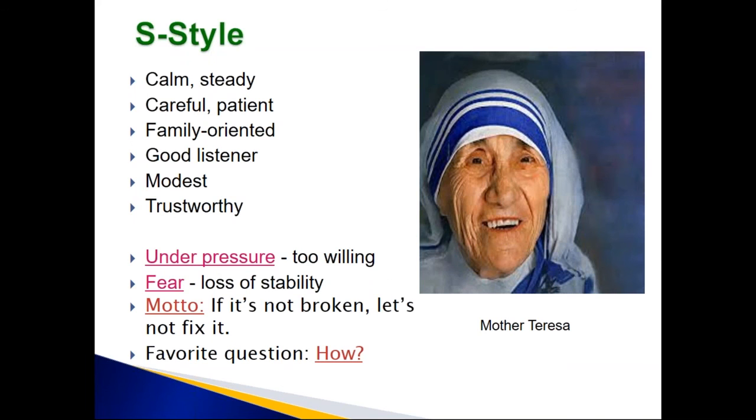All right, so the next style, steadiness, the S style, is very calm, steady, careful, patient, family-oriented, a good listener, modest, trustworthy. Under pressure, they can be too willing to try to help and think of others more than themselves. Fear, the loss of stability is a big fear of theirs. And the motto is, if it's not broken, let's not fix it. Favorite question is how? How are we going to do that?